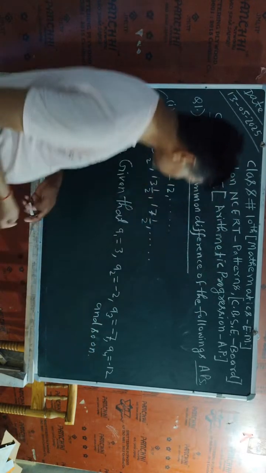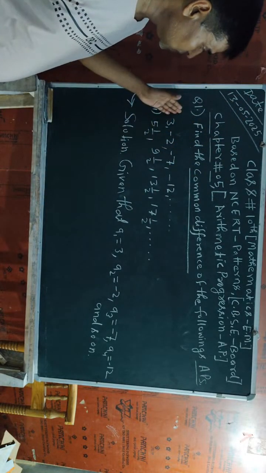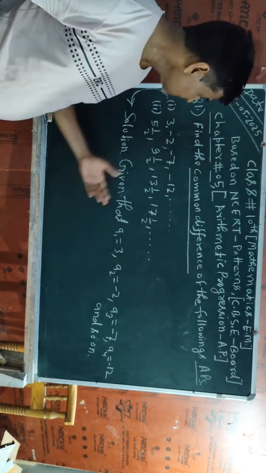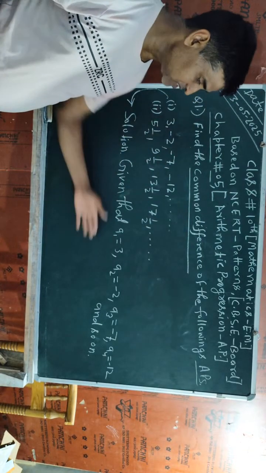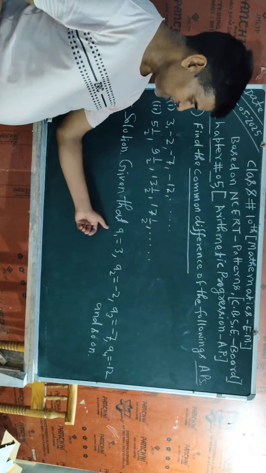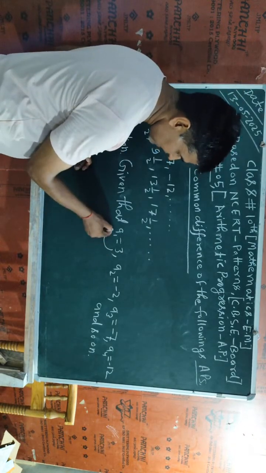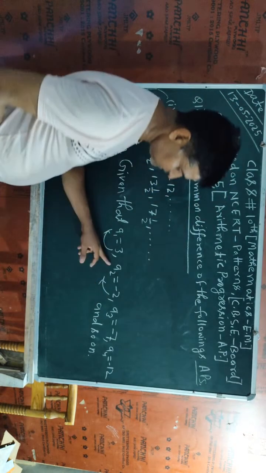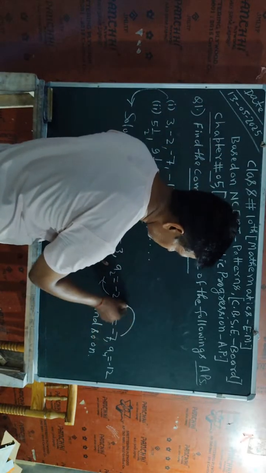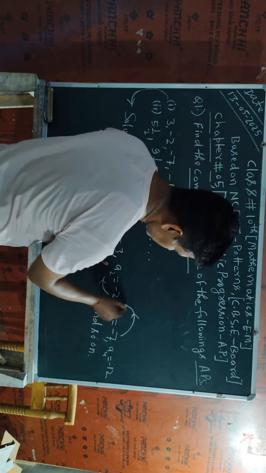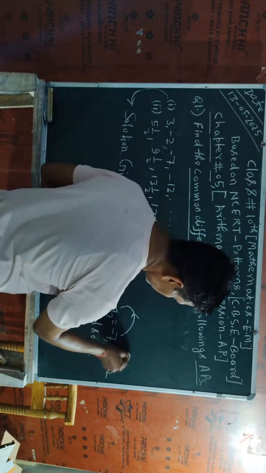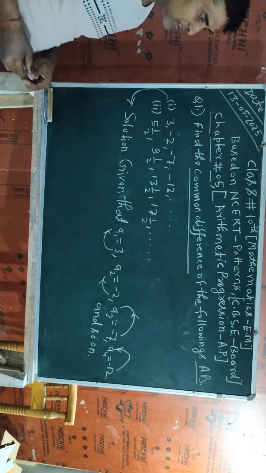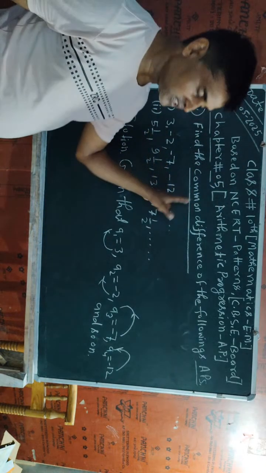So if any question is given, that question we have to solve. First of all, I have to write the given information. I will assign to A1 the value of 3, to A2 the value of -2, and so on: the value of -7 I will assign to A3, and the value of -12 I will assign to A4. Okay, students. Now we have to get the common difference, because the question asks for the common difference.